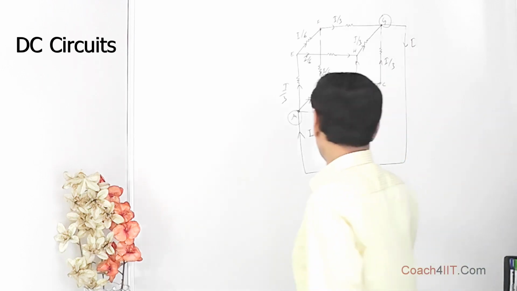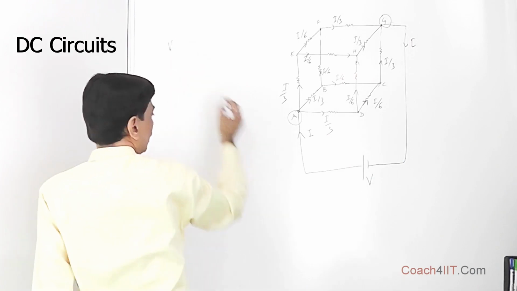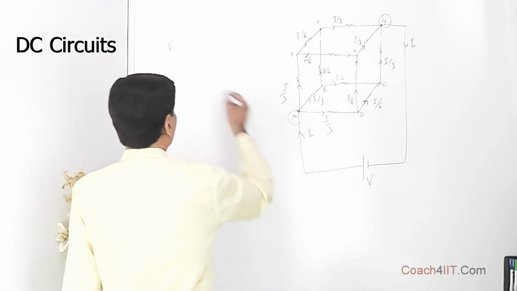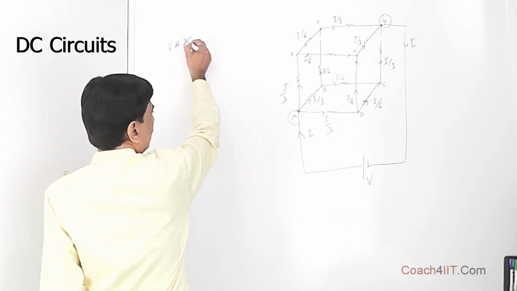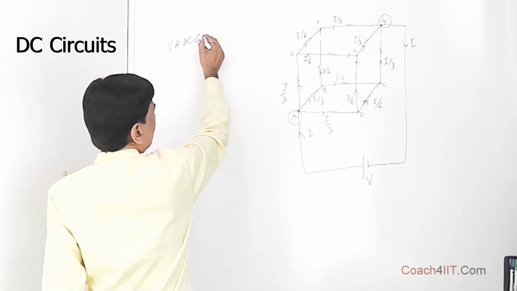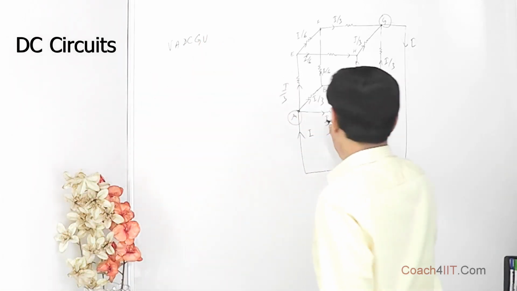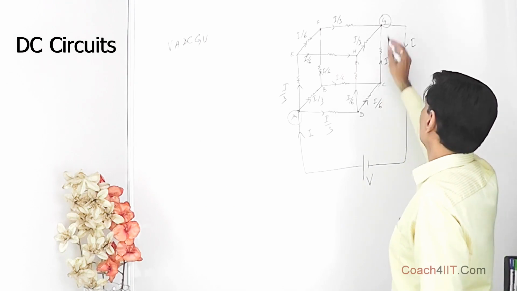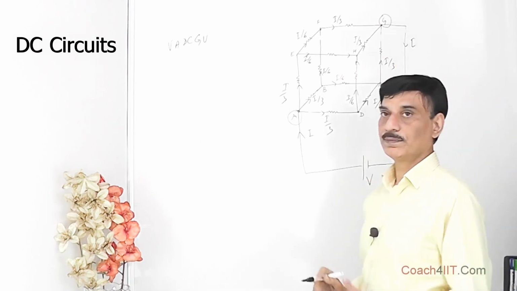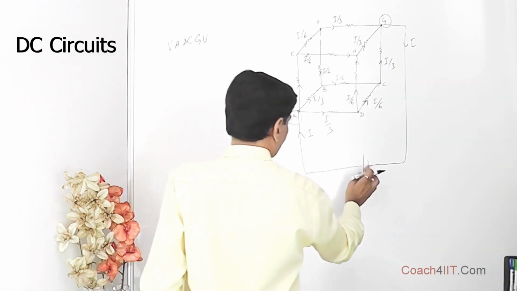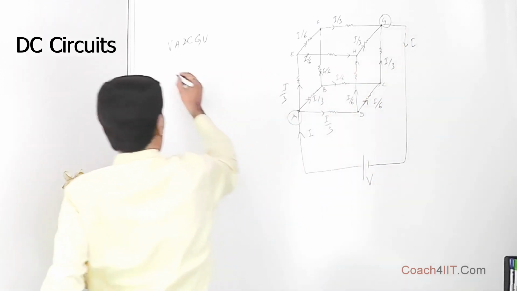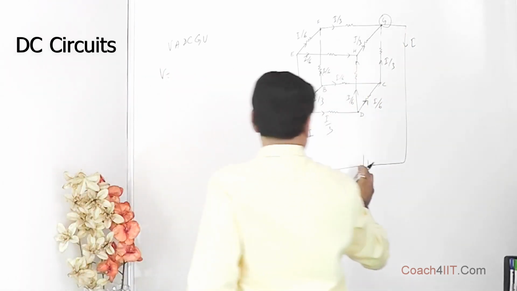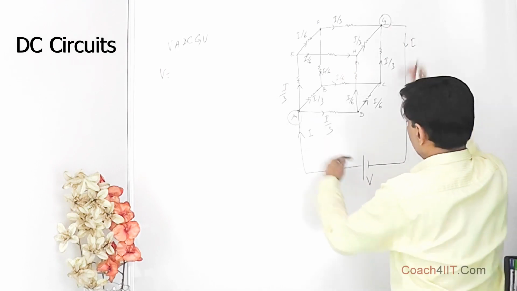Let's say we take a path, V, A, D, C, G, V. That is, if we take this path, V, A, D, C, G, V. Suppose we take this path and we say this potential difference between A and G. What is the potential drop? It is only V. The potential drop between A and G is V only.